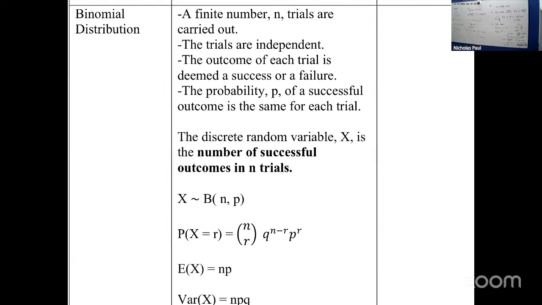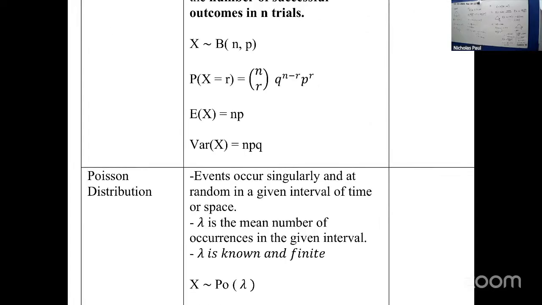Binomial, similar to geometric, but it's the number of successful outcomes in n trials. So if you have 20 trials, number of successes is 6, then your probability is 6 on 20. In a geometric now, if it takes 6 trials to get your first success, then you find the probability of that happening. Okay, and these are the formulas needed to find expectation and variance and probability.